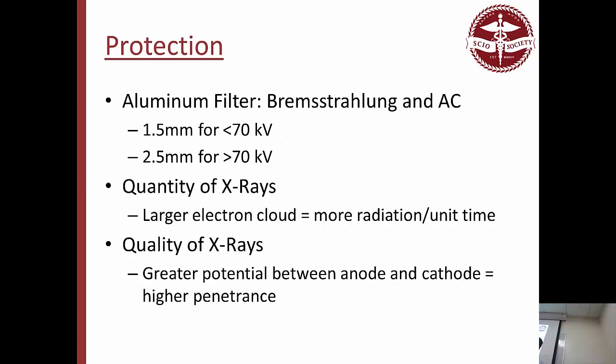So there's two things, quality and quantity. Quantity is by the electron cloud, or also the milliamperage. And then the quality of X-rays is basically increasing that kilovoltage. So if we use more than 70,000 volts, we can increase the quality, so it will penetrate more. Okay, so far so good?